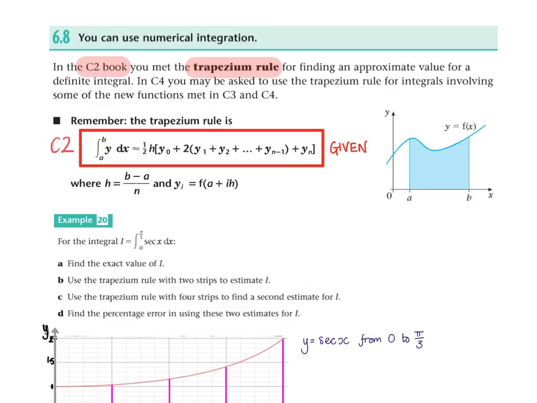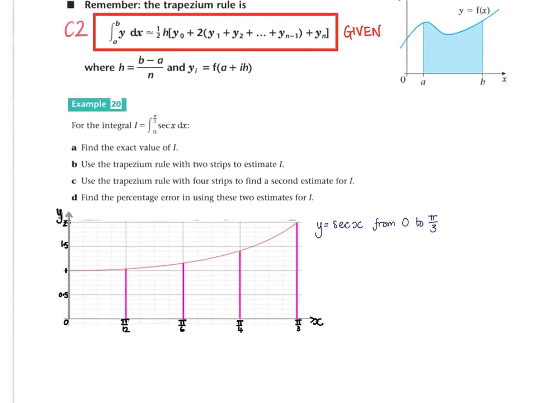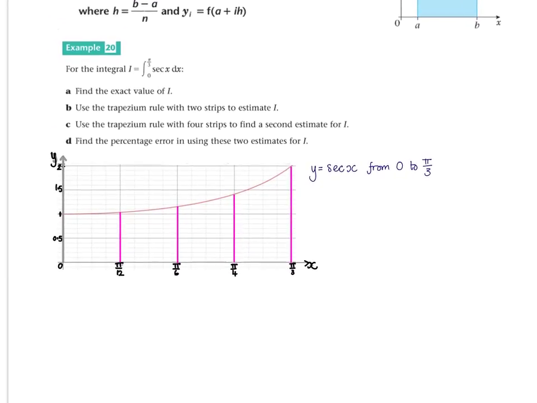What we'll look at in example 20 is the sec graph, in between 0 and pi by 3. I've done a little sketch of this on Desmos, if you'd like to do a little sketch, and then you can see that we want the exact integral, and then we want 2 strips and then 4 strips. I've done the diagram for the last part of the example, and then we can look at the percentage error as well, which can sometimes be asked for.